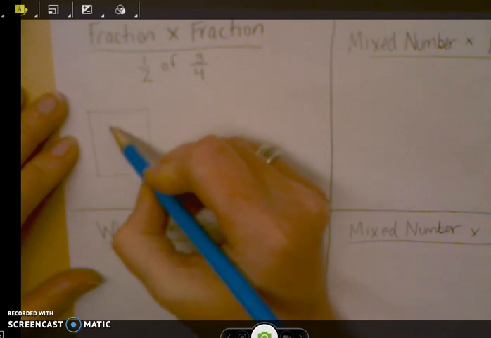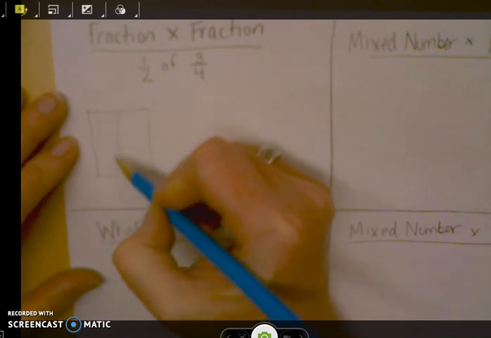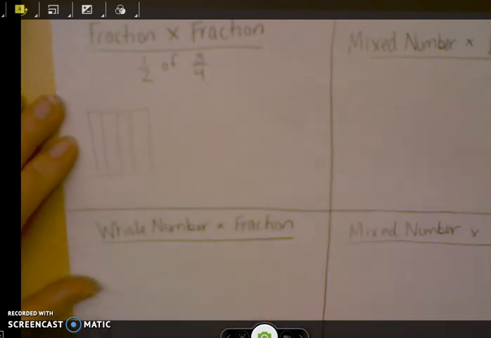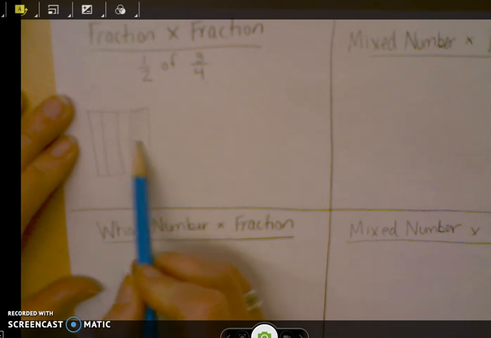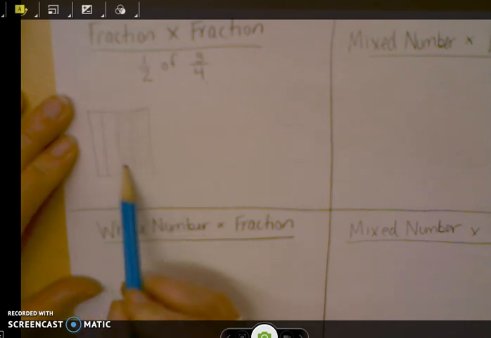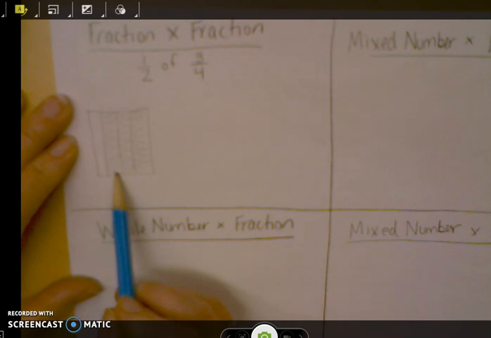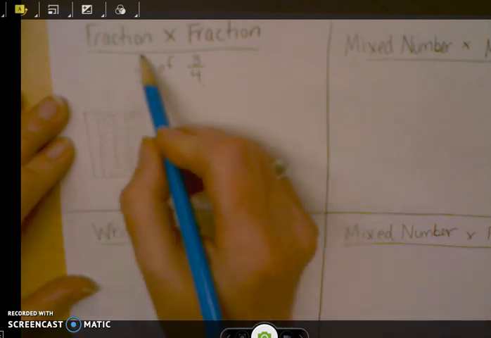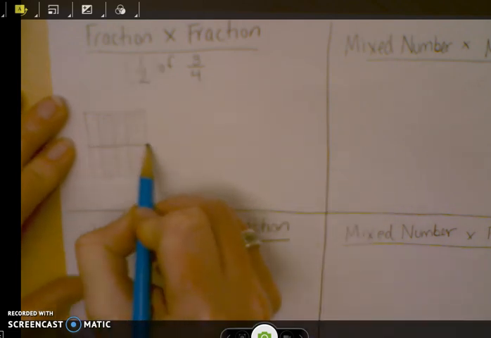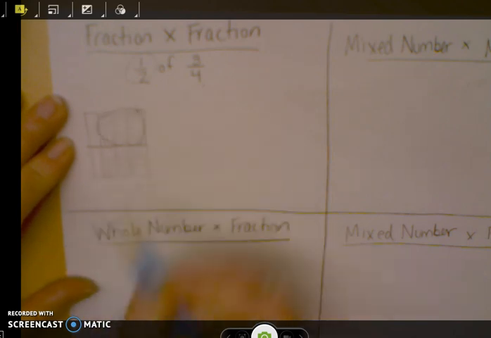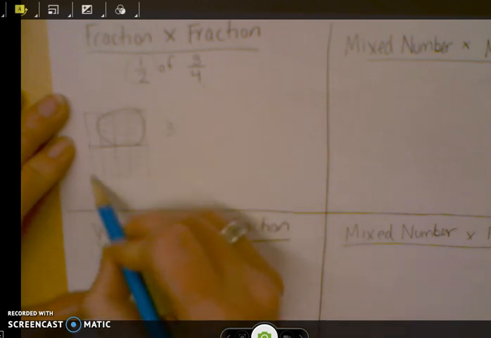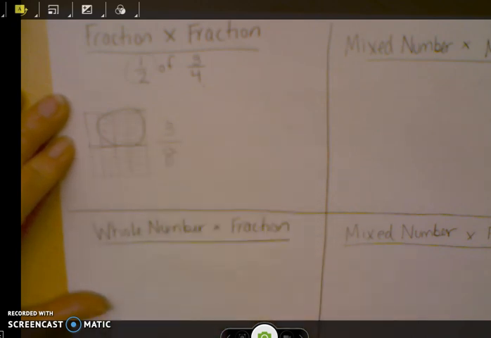So if I modeled 3/4, 3/4 of my model shaded in would look like this. So I have 1, 2, 3/4 shaded in, and if I cut that in half going across and I take half of what's in the brownie pan, that's 1, 2, 3 pieces out of 8 in the whole pan.